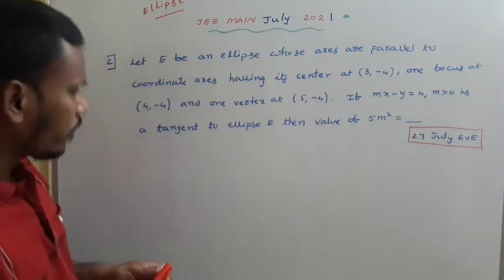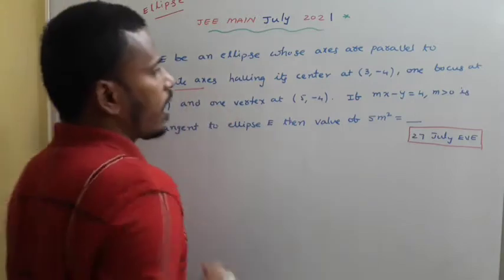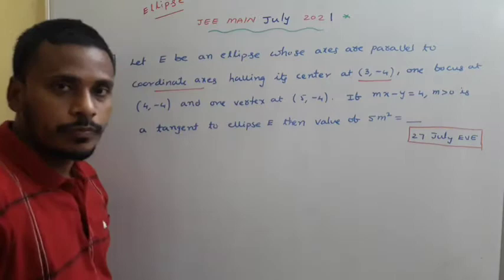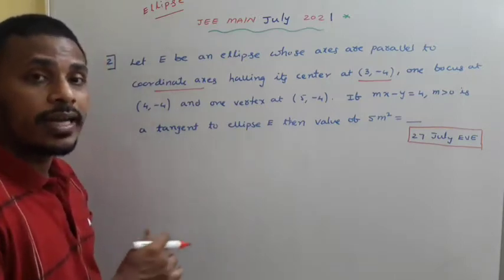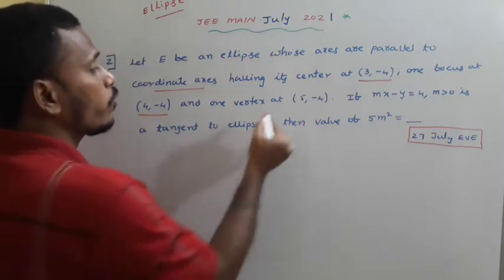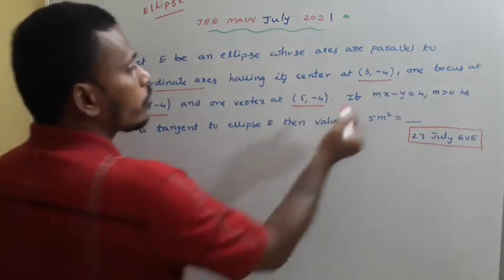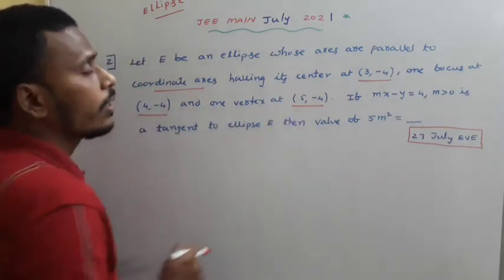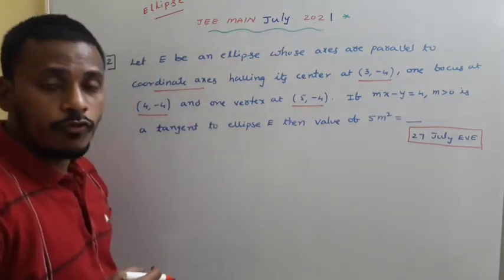Okay, second question. So let E be an ellipse whose axes are parallel to the coordinate axes, having its center at (3, -4). Standard ellipse కాదు ఇది. See, center at (3, -4), focus at (4, -4), vertex at (5, -4). See, you need to observe that y coordinates are same: -4, -4, -4. Okay, so if mx minus y is equal to 4 is a tangent for this ellipse, we need to calculate the value of 5m square.